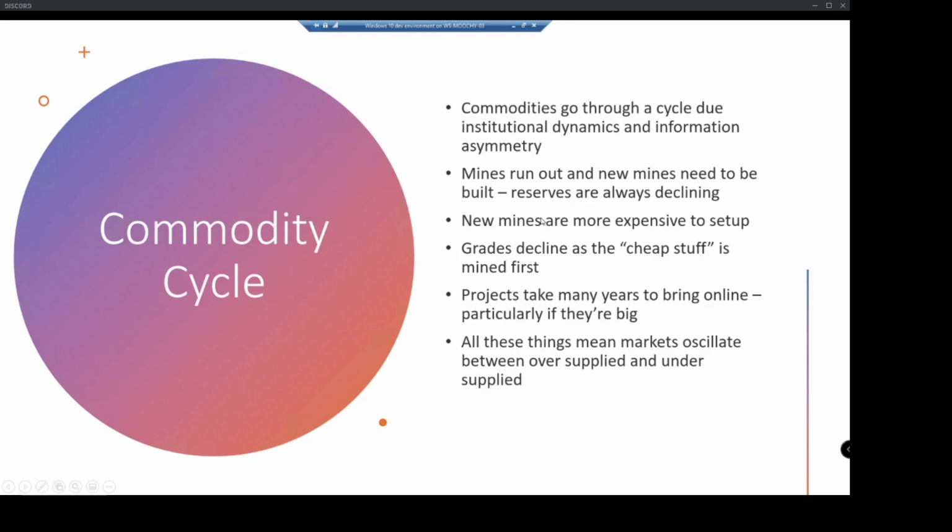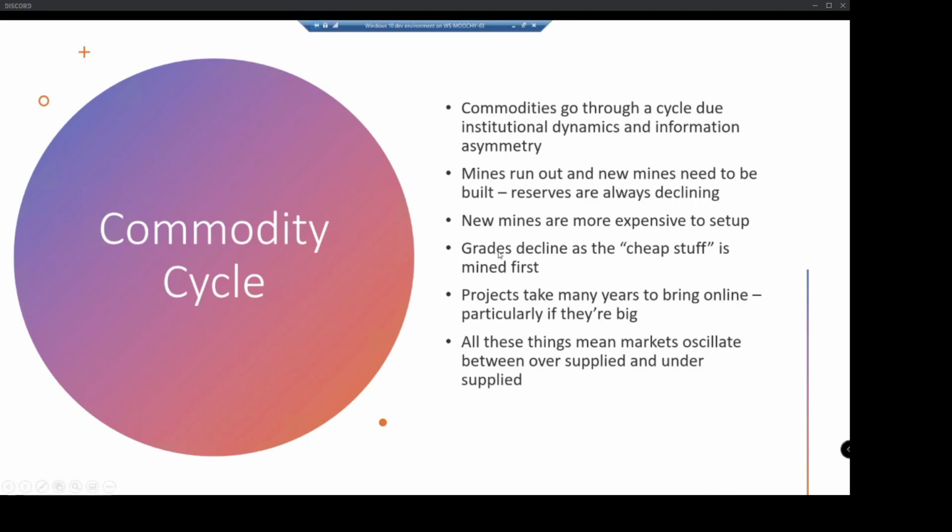New mines, your reserves are always declining. In mines and oil and gas companies, your deposit is non-renewable, so you dig it all up and it's gone, basically. Grades decline, and they tend to mine the cheapest stuff first because it's cheap. And grade is the concentration of the economic mineral in the ore body, basically. So the concentration of gold in the ore body declines over time. That's just how mining works.